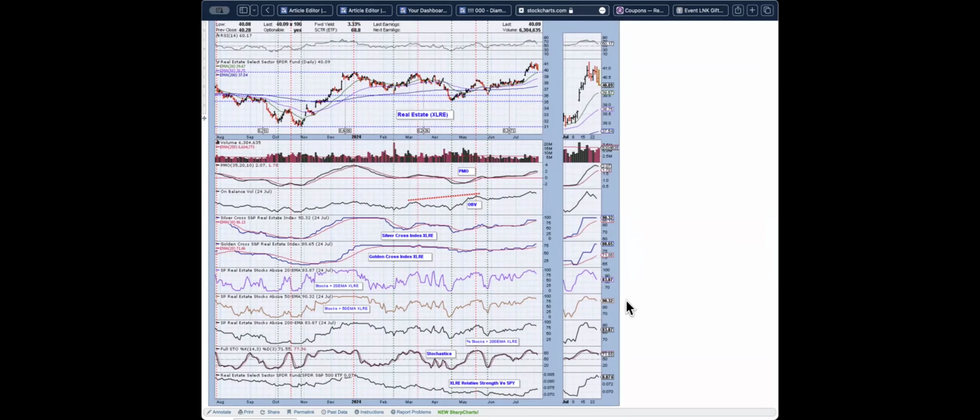Currently, the same percentage are above their 50-day EMA as the percentage of stocks with a 20 above the 50-day EMA on that Silver Cross Index. So the Silver Cross Index is likely to continue to stagnate here. But if we start losing participation further on real estate, there could be some problems that develop.